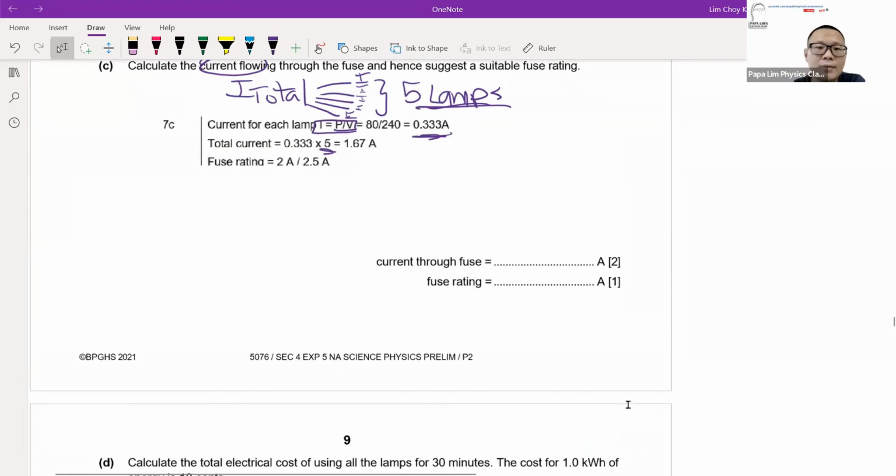So the current going through is 1.7 amp, and so what's the fuse that's needed? The fuse rating will be 2 amp. It is the next highest rating that we have. The next available rating will be more than 1.67. It will be a 2 amp fuse.